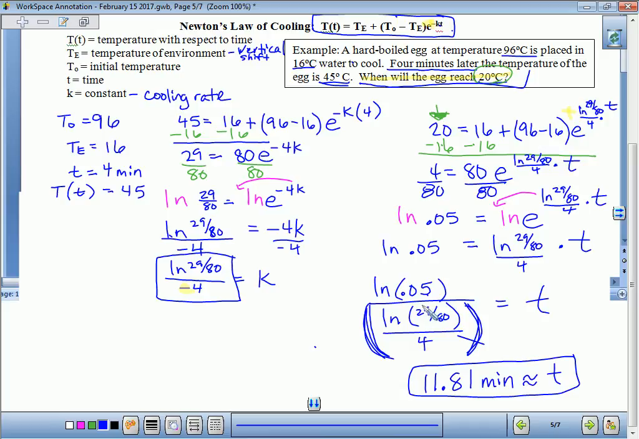I got 1.24, I got 0.74, let's see what's going on. 0.73. You didn't have your big parentheses around the bottom. This section's right, it's just figuring out ln of 0.05 divided by big parentheses, ln of 29/80, divided by 4. Okay, alright. You had to have big parentheses around the bottom number, what you typed in. Oh, so it's parentheses.